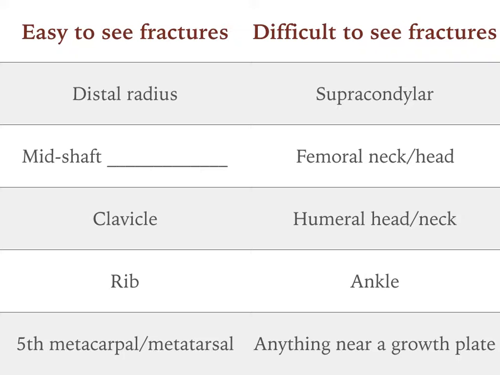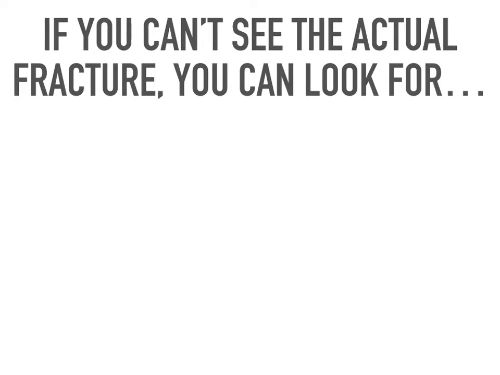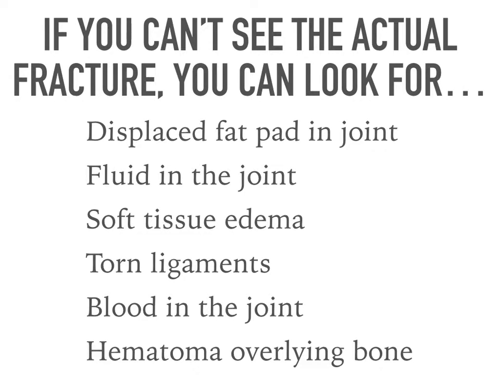But getting back to the indirect findings, if you can't see the actual fracture, you can still look for the following findings: a displaced fat pad in the joint, fluid in the joint, soft tissue edema, torn ligaments, blood in the joint, and hematoma overlying bone.